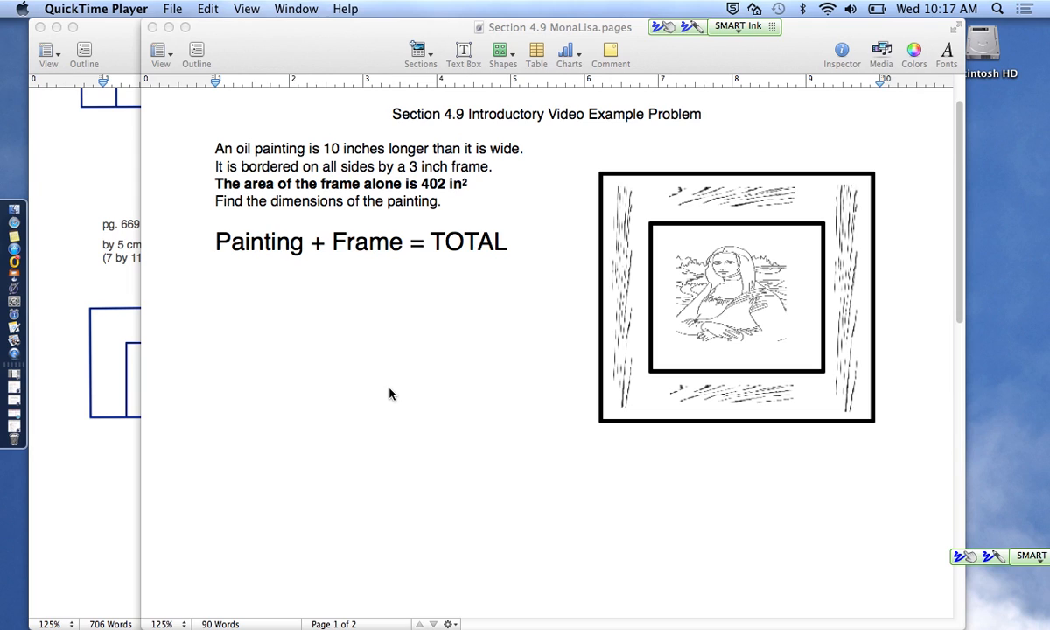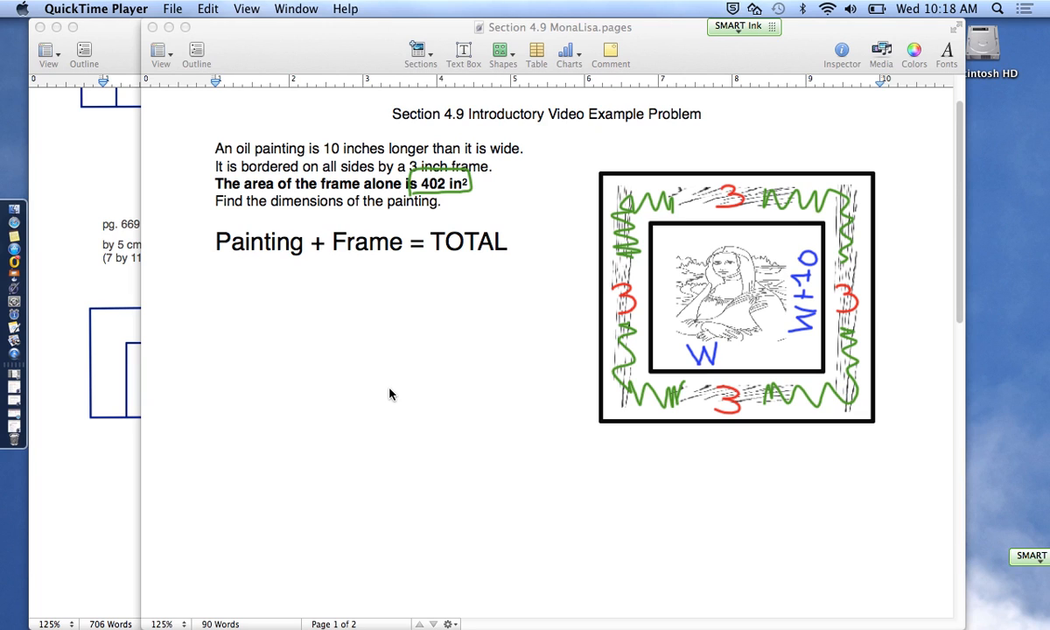So going to the inside, the painting is 10 inches longer than it is wide. So I can let this be my width. And then width plus 10 on the side for my painting, my Mona Lisa painting. And then the frame itself is 3 inches wide all the way around on all 4 sides of the painting, a 3-inch frame. The area of the frame alone, which is your wood grain on your handout, and I'll make it green here. Just this green area alone is the number 402.